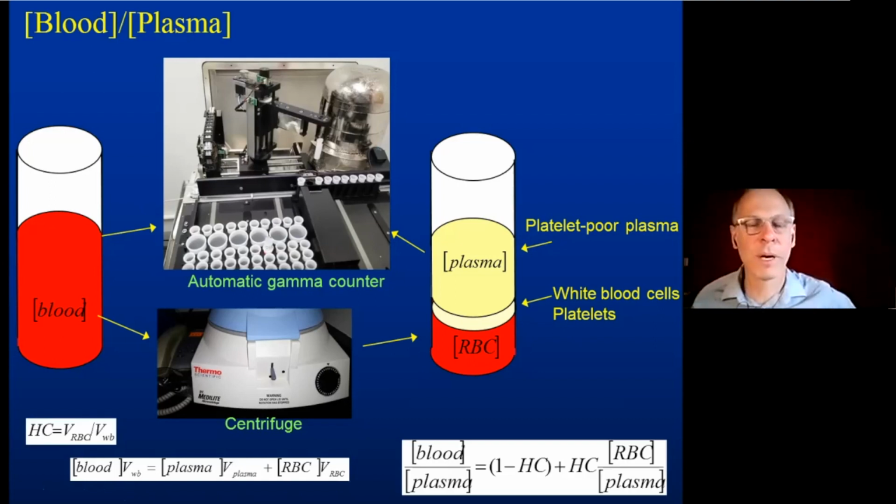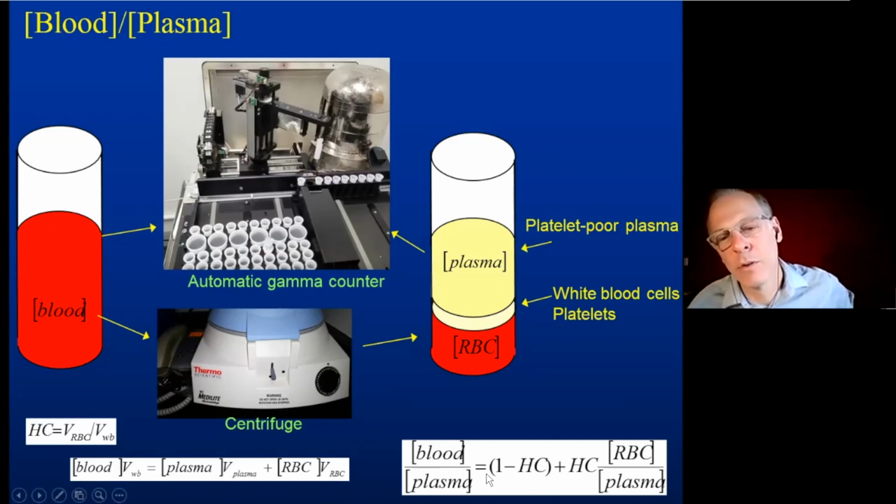When I do that for several samples, I can have a pattern of how this ratio changes with time. Using the definition of hematocrit, I can have an expression for how this ratio should look. Basically, it should be a number higher than 1 minus hematocrit, and it will be 1 minus hematocrit when there is no activity in the red blood cells.